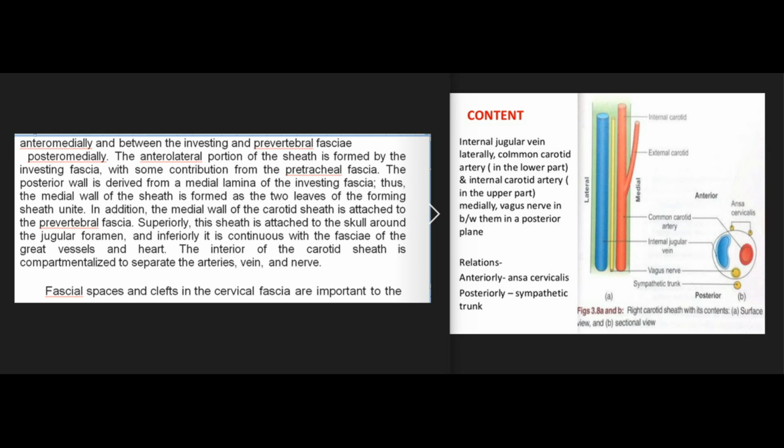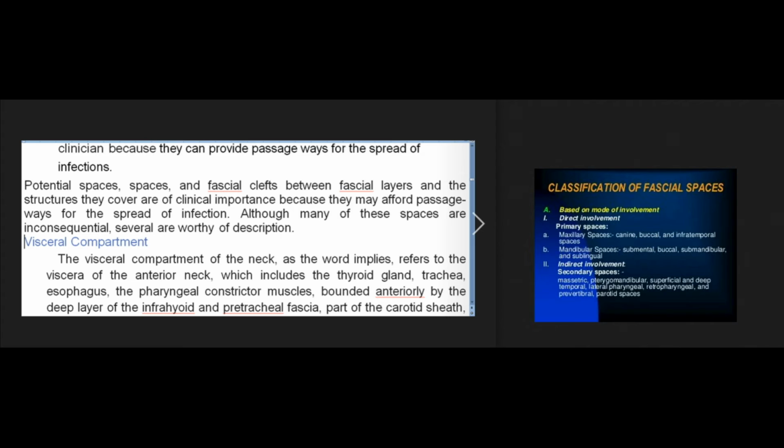Fascial spaces and clefts in the cervical fascia are important to the clinician because they can provide passageways for the spread of infections. Potential spaces and fascial clefts between fascial layers and the structures they cover are of clinical importance because they may afford passageways for the spread of infection. Although many of these spaces are inconsequential, several are worthy of description.